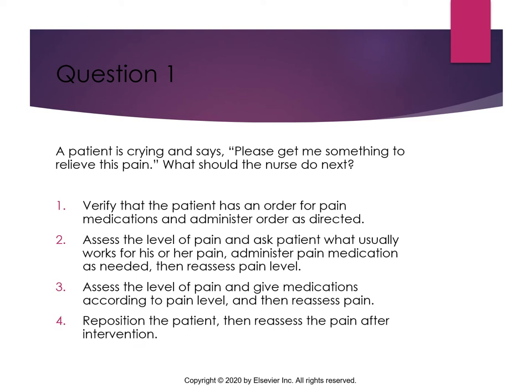Here's a question for you. A patient is crying and says, "Please get me something to relieve this pain." What should the nurse do next? 1. Verify that the patient has an order for pain medications and administer as directed. 2. Assess the level of pain and ask the patient what usually works for his or her pain. Administer pain medication as needed, then reassess pain level. 3. Assess the pain level and give medications according to the pain level, and then reassess pain. 4. Reposition the patient, then reassess the pain after intervention.